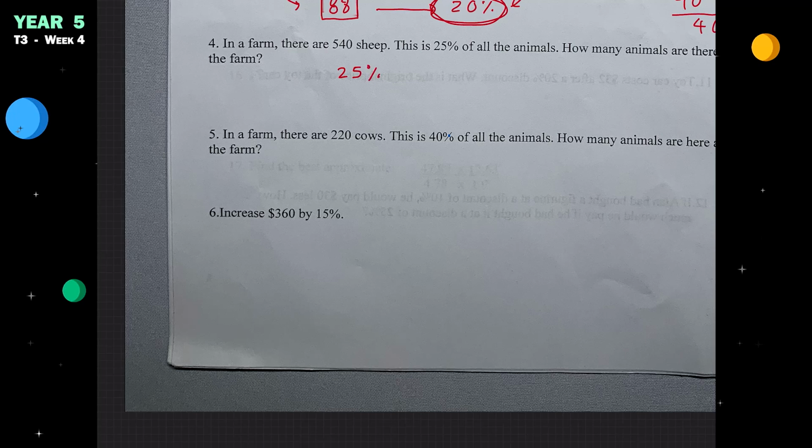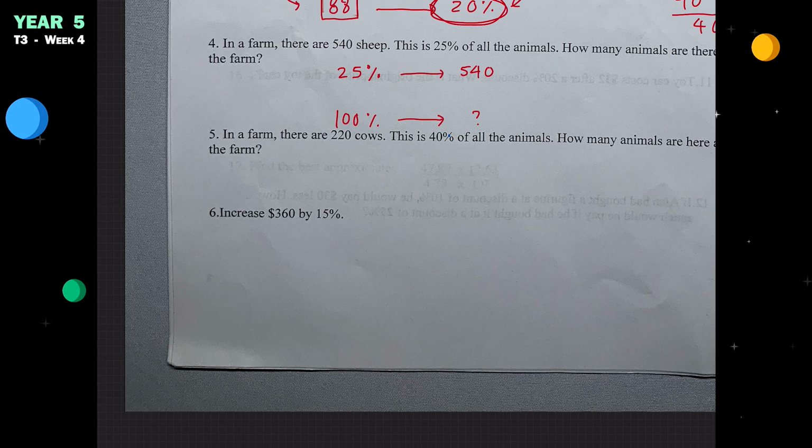25% of all the animals is the 540 sheep. Now they want to find how many animals are there. That means they want all the animals. What number would relate to all the animals? Well, the word all refers to 100% of something, right? If you have 100% of something, you have all of it. If you have 50% of something, you have half of it. So that means that they want you to find 100%.